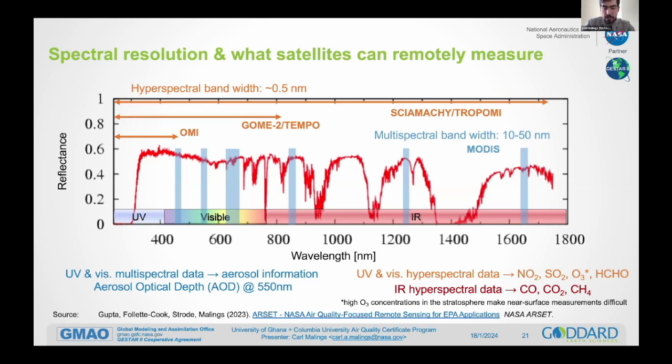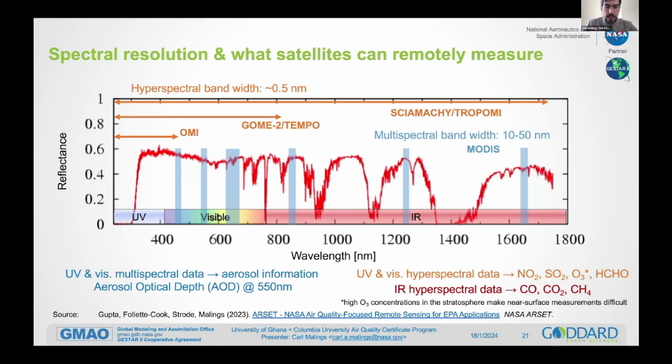So something that only covers the ultraviolet side or the visible part of the spectrum can tell us things about nitrogen dioxide, sulfur dioxide, whereas things that go into more of the infrared part of the spectrum, like TROPOMI or SCIAMACHY at the top there, can tell us more about more absorbing chemicals like carbon monoxide, carbon dioxide, methane, more of the greenhouse gases.